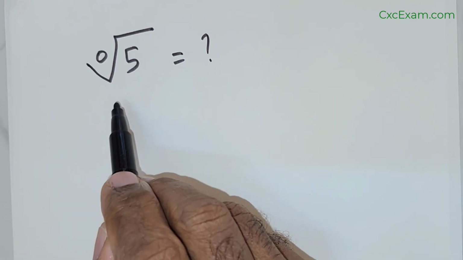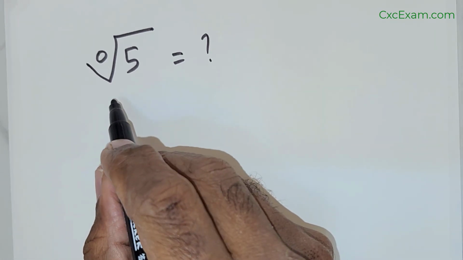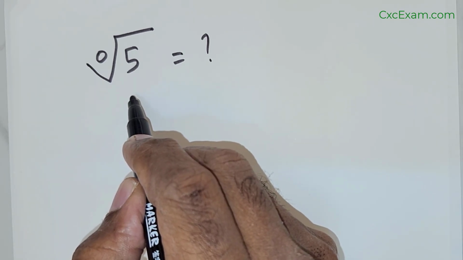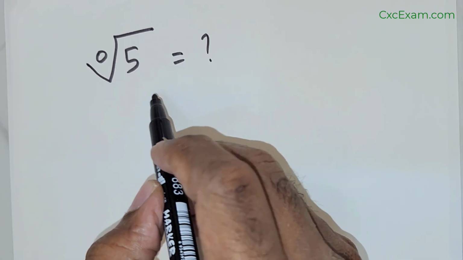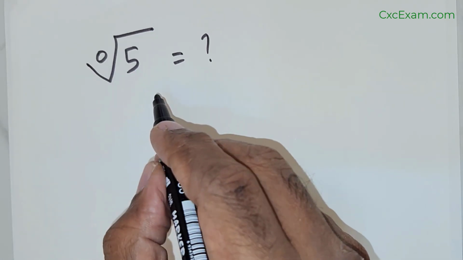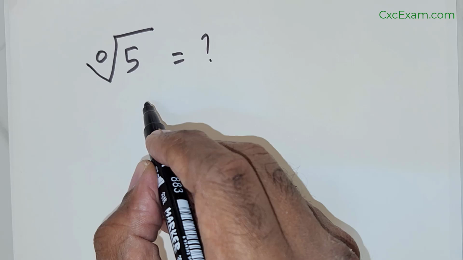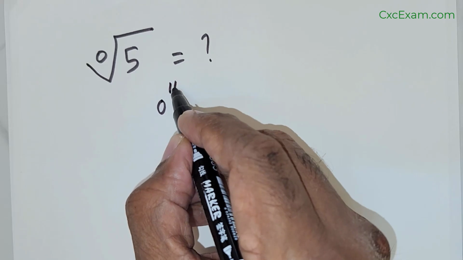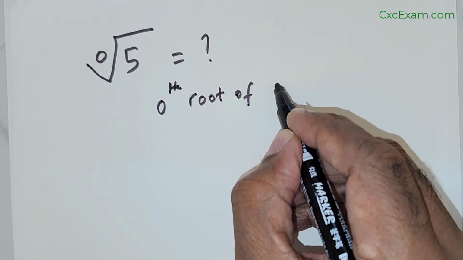Good day everybody, I saw this question on the social media and I thought I should provide an understanding in solving this question. So the question is, what is the 0th root of 5? If you were to write it in sentence form, the question wants you to find the 0th root of 5.